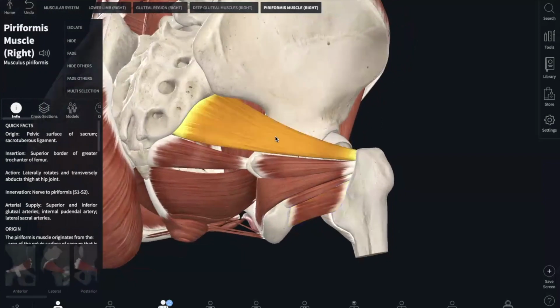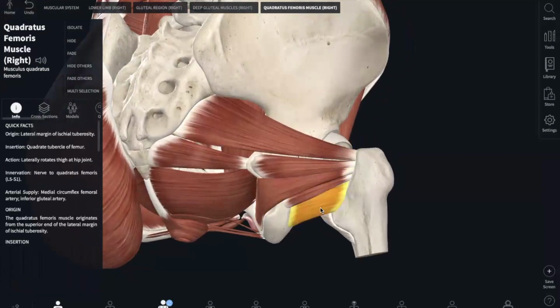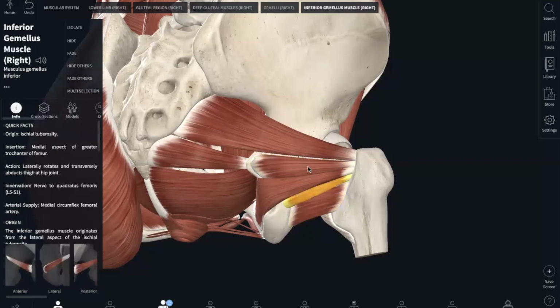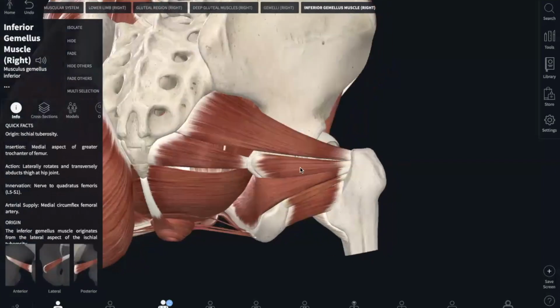Piriformis is supplied by its own nerve, OI has its own nerve, QF also has its own nerve, while the 2 gemelli muscles just use the nerves of whatever muscle is next to it, if that makes sense.